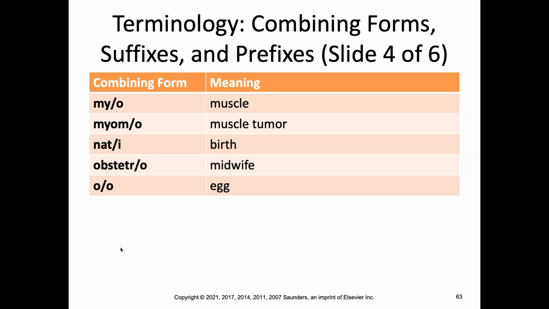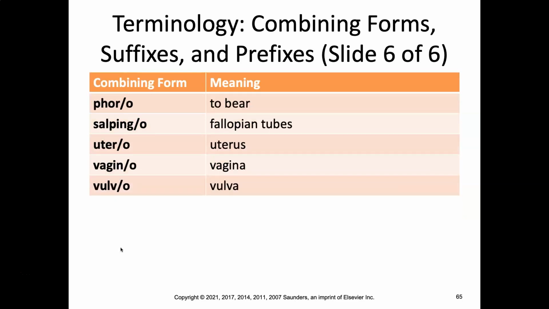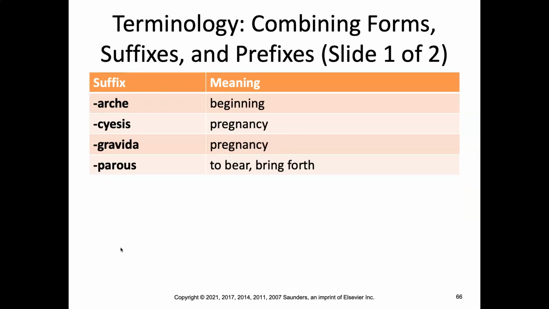Obstetro, O, with or without the second O is egg. Notice OV is also egg, and so is OVUL. So you've got 3 different ones here for egg, so just be aware of that. Ufero is ovary, and so is ovario. Perineo, foro, salpingo, utero, vagino, vulvo.